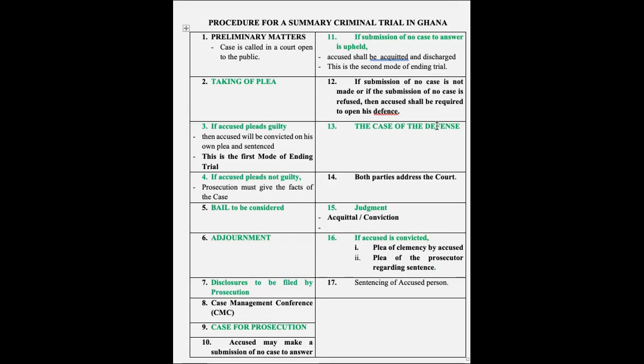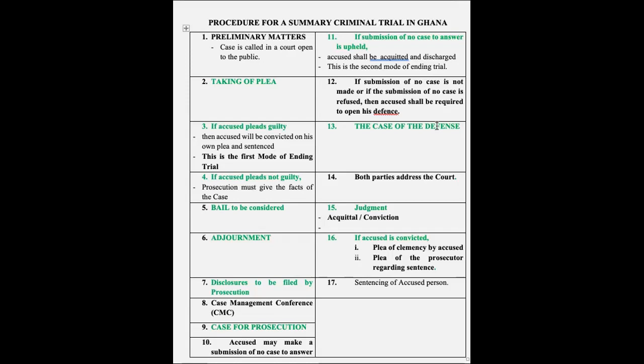You say you have 8 witnesses to call. You say that this is what they are all about to say to prove the guilt of the accused person. We don't want you to come and take the accused person by surprise. File the disclosure, file everything and serve it on the accused person before we return to court for what we call case management conference.